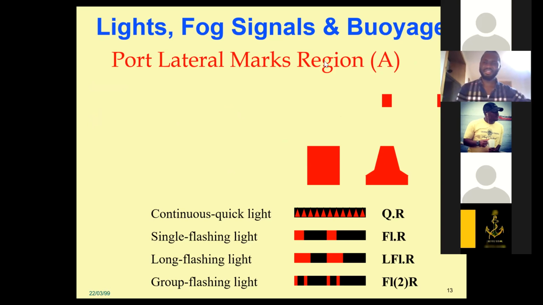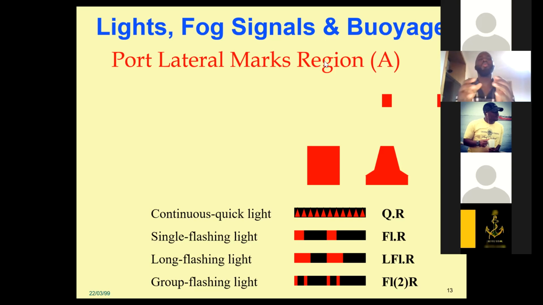Okay, sir. Just as we have the lateral mark for the starboard side, the port side shares the same characteristics of the light. It can be continuous quick light, single flash, long flashing light, or group flashing light, except 2+1. Except 2+1 for the port lateral mark in region A.